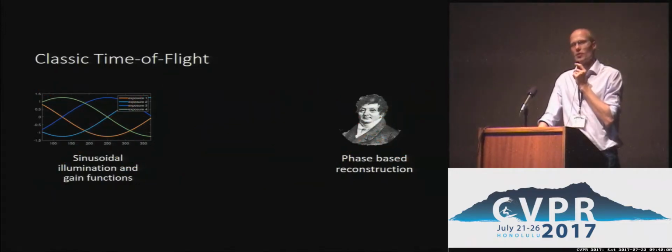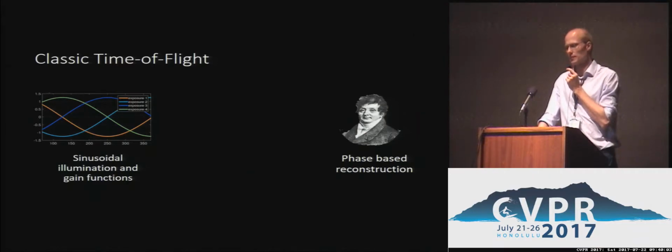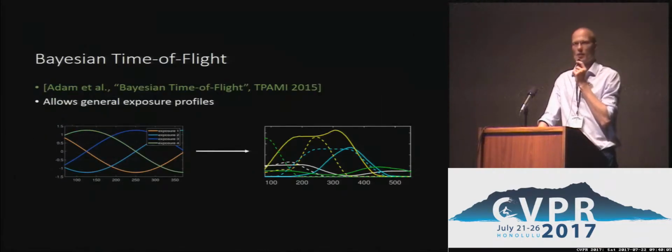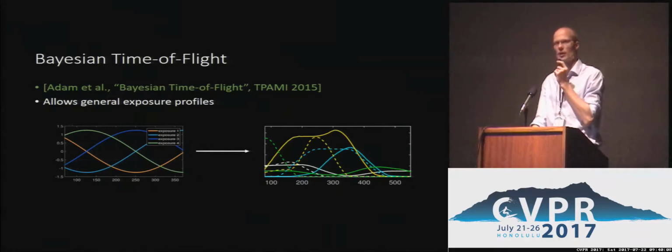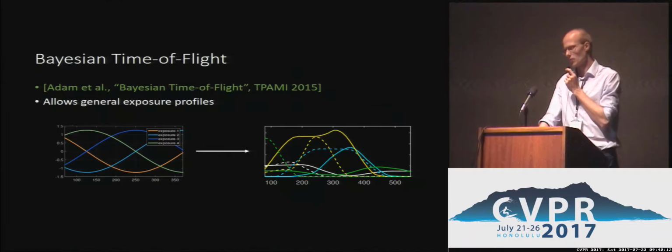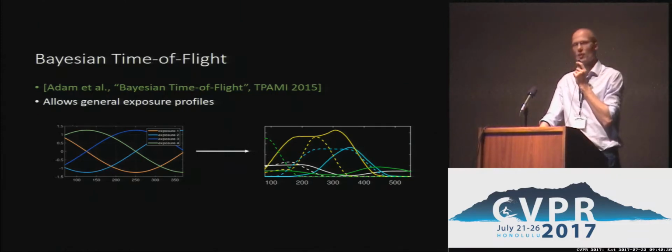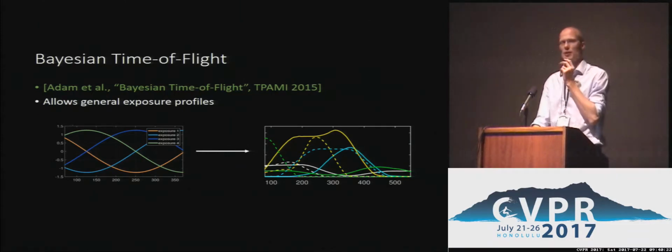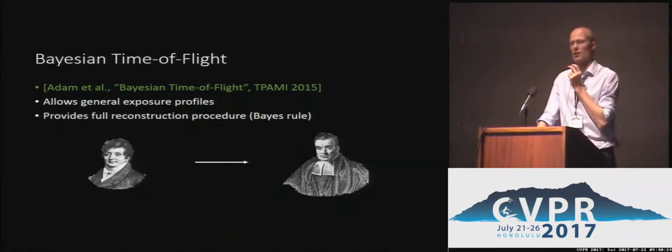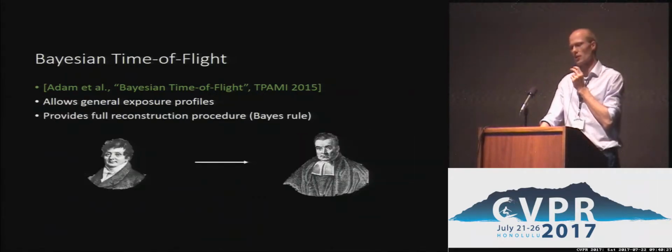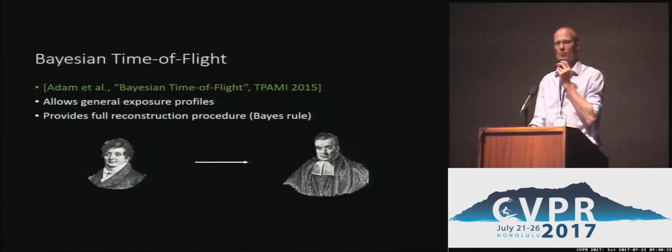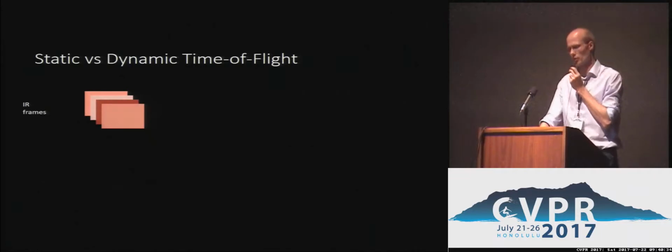We are basing our work on a previous paper called Bayesian Time-of-Flight, which reconsiders how we illuminate and pulse our camera and allows for general response profiles, going away from the sinusoidal profiles. On the right, you can see an example of the profiles that we use in our camera, designed to optimize performance. Moreover, our novel camera is based on a Bayesian modeling approach, replacing phase-based, Fourier-based reasoning with a principled probabilistic model and Bayes rule for inversion.